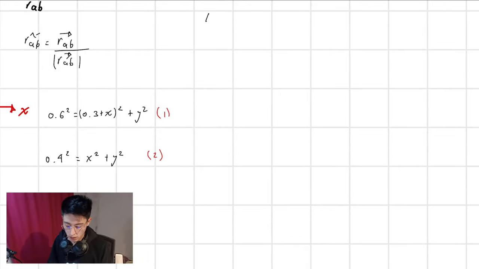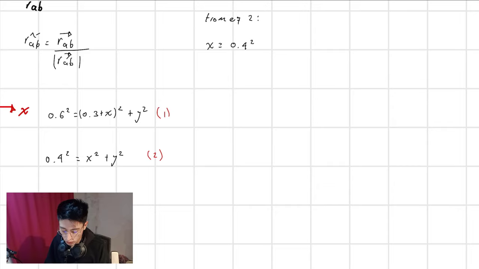Now, from equation 2, I can solve either x or y. I can solve the equation for x or for y. I don't really care about it because I don't have any preference. Well, let's do it randomly. So I'm going to solve it, for example, for x. So x is going to be equal to the square root of 0.4 squared minus y squared. And remember that I have to use the square root for me to solve the equation correctly. I'm going to call this equation 3.